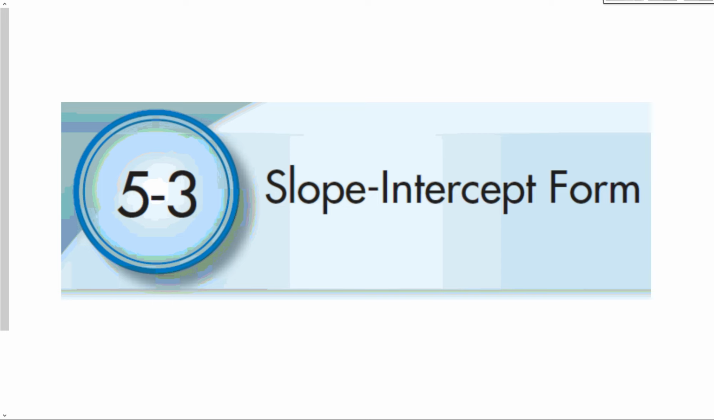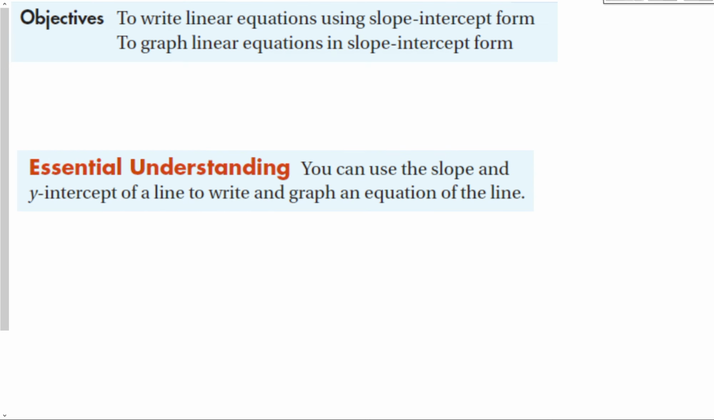Section 5-3, slope-intercept form. So our objective is to write linear equations using slope-intercept form and to graph linear equations in slope-intercept form. And our essential understanding is that we can use the slope and the y-intercept of a line to write and graph the equation of that line.